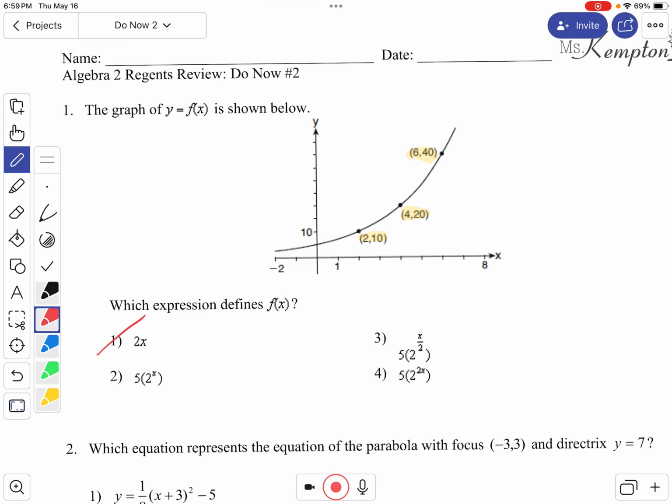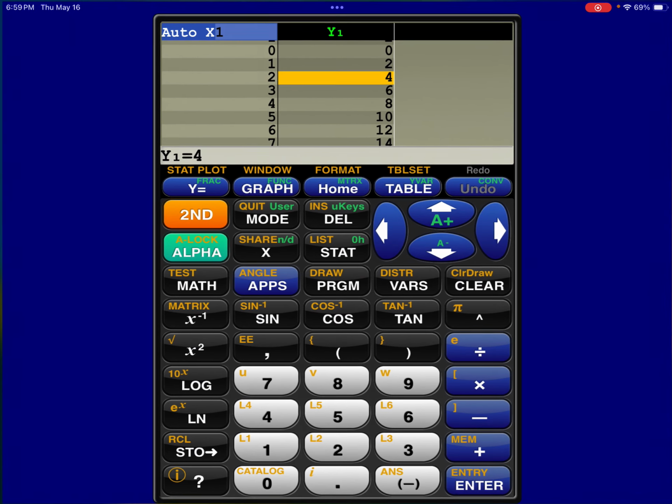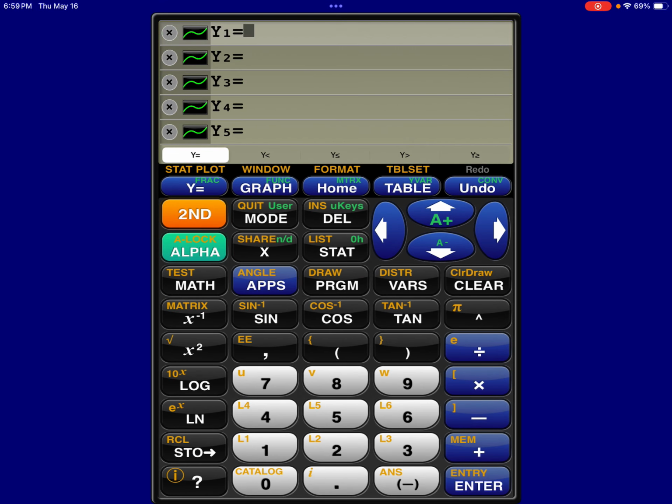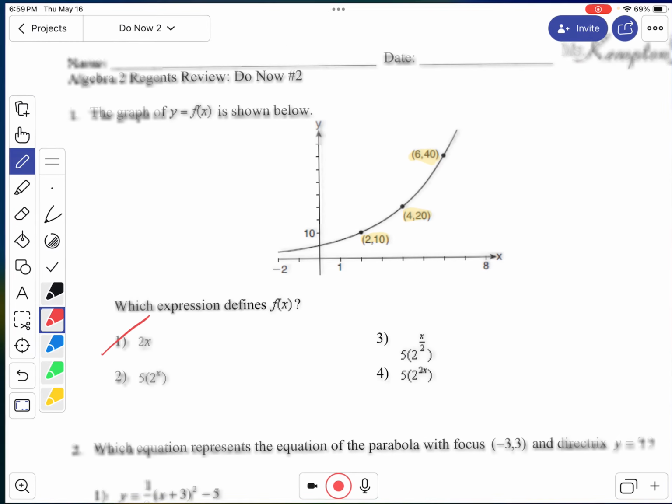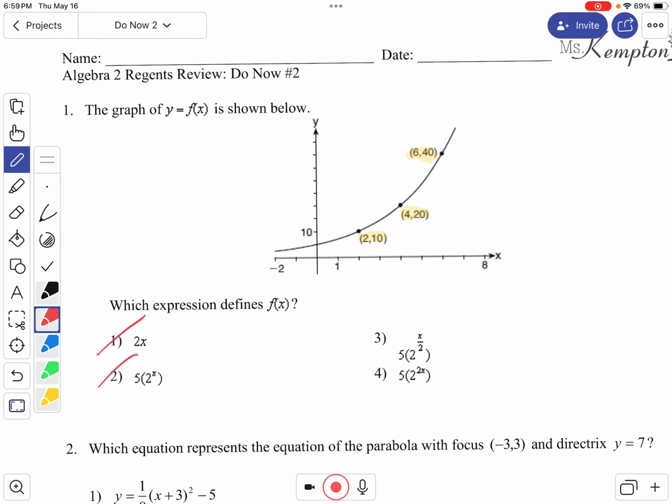All right, let's go to the next one. We have 5 times 2 to the x. So 5 times 2 to the x. All right, let's go ahead and go to the table. Do we see (2, 10)? Nope, I see (2, 20). So that is also out. Let's go to the next one.